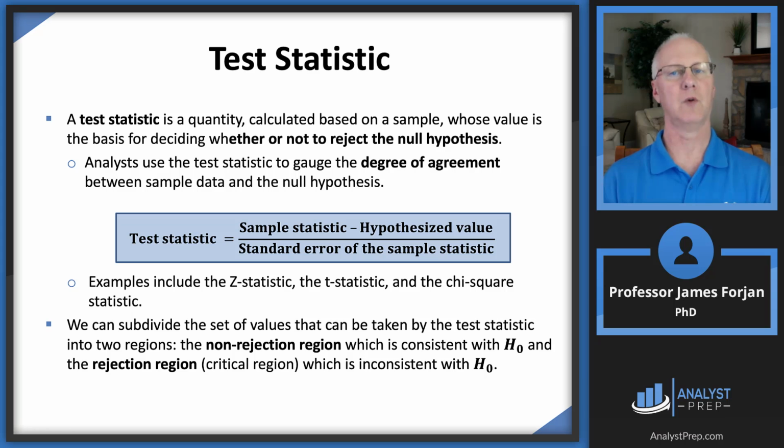All right, a test statistic is a quantity calculated based on the sample whose value is the basis for deciding whether or not to accept or reject the null hypothesis. So the test statistic is going to be a good formula. It's going to be the sample statistic minus the hypothesized value, divided by that standard error that we talked about earlier. We can do this with a z, we can do it with a t, we can also do it with the chi-square if all of our values are positive and if we don't have a normal distribution. So we're going to divide the set of values into the rejection region, which we call critical, or the non-rejection region. Remember that non-rejection region is consistent with the null hypothesis.